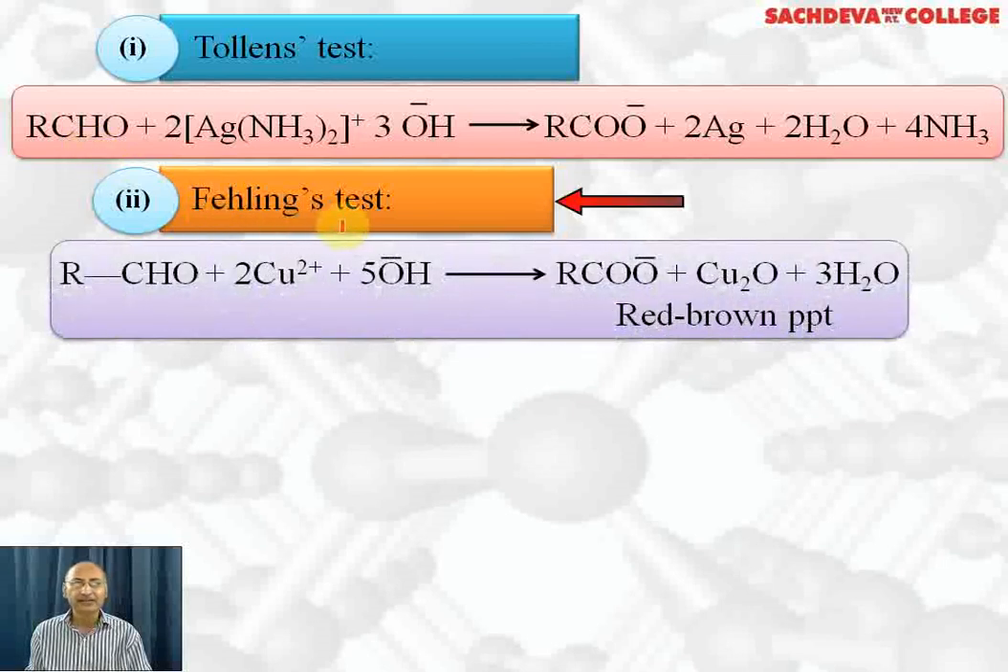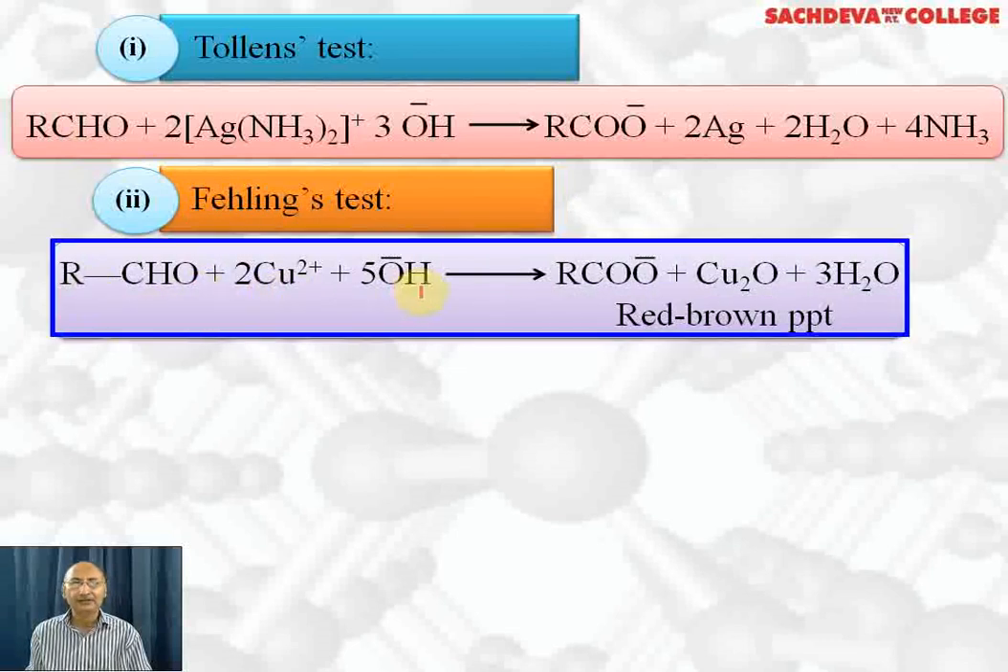Next we are taking the Fehling solution test. Fehling solution A contains copper sulfate, B contains NaOH and Rochelle salt, sodium potassium tartrate. Aldehydes react with Fehling solution and form a reddish brown precipitate due to Cu2O.